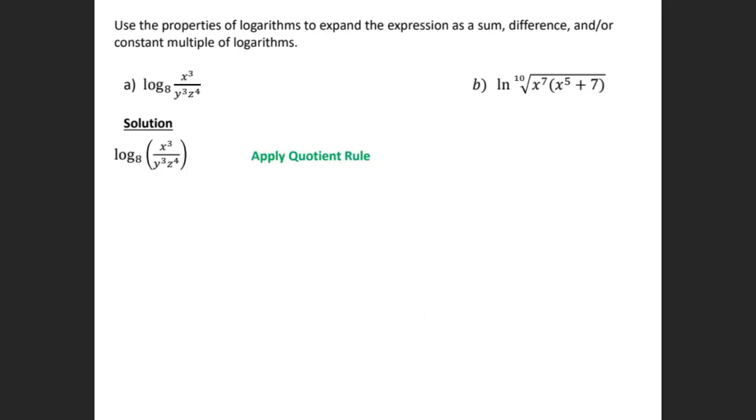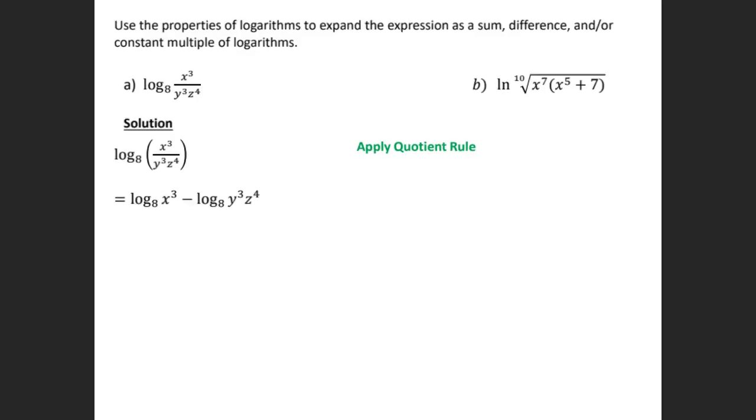All right, let's look at more examples. Let's look at A. We're expanding. We're still expanding. Let's expand the log of base 8 of x cubed over y cubed times z to the 4th. So the first thing we see is we see a division. We're going to apply a quotient rule. So this is going to give me the log of base 8 of x cubed minus the log of base 8 of y cubed z to the 4th. Let's go ahead and apply my product rule for the second part. I have a log of base 8 that I have two things that are being multiplied with each other. So let's go ahead and do that.